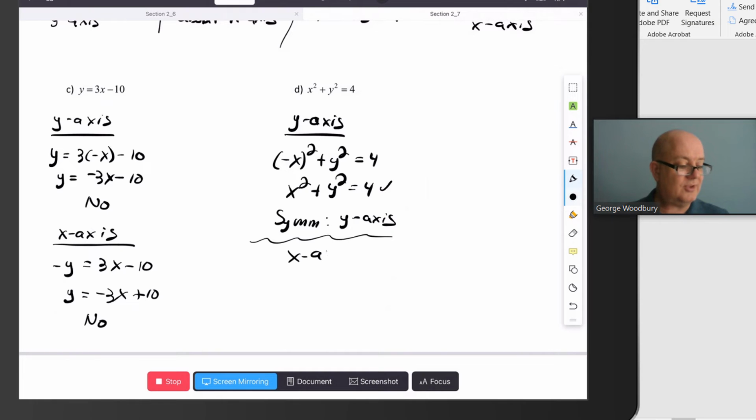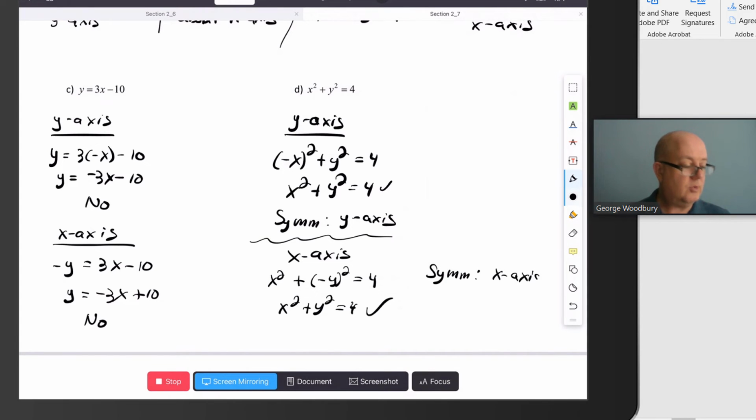Then when we try the x-axis, the same thing is going to happen. When we square negative y, we get y squared. x squared plus negative y to the second power equals 4. That becomes x squared plus y squared equals 4, and that's good. So this one is symmetric about the x-axis. So this one's actually symmetric about both of them. In addition, this is one that would be symmetric about the origin, because if we put in negative x and negative y at the same time, we still get the same equation. And that's what we're checking for symmetry about the origin, or with respect to the origin.